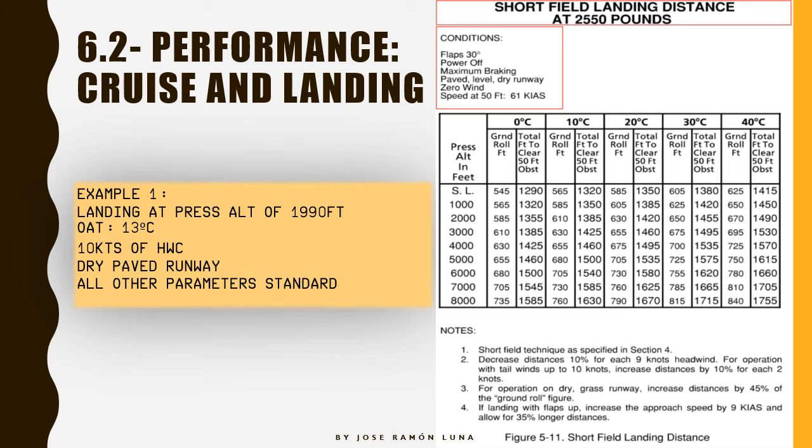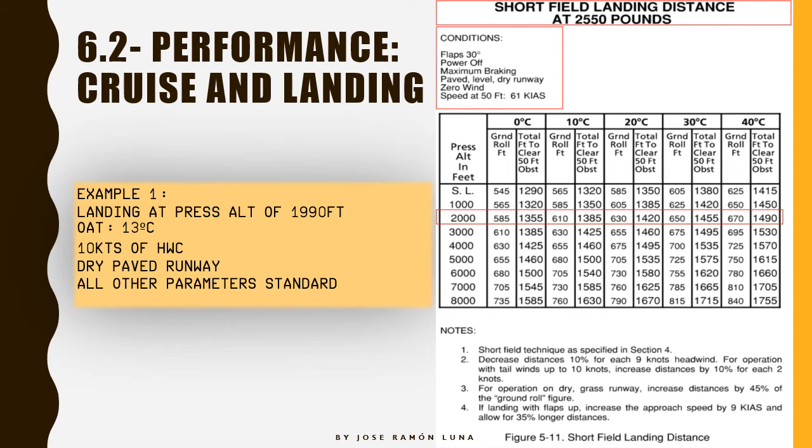Speed at 50 feet, 61 knots. So this is what you are aiming for. At 50 feet, you should be flying at around 61 knots. So these performance calculations are correct. So let's go with step 3. Let's take a look at the chart.